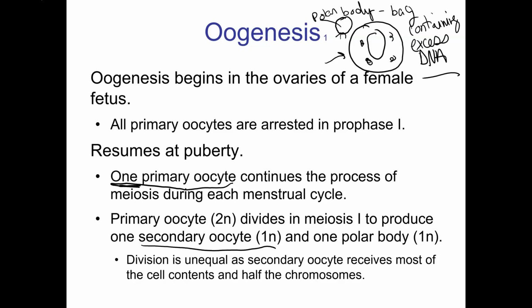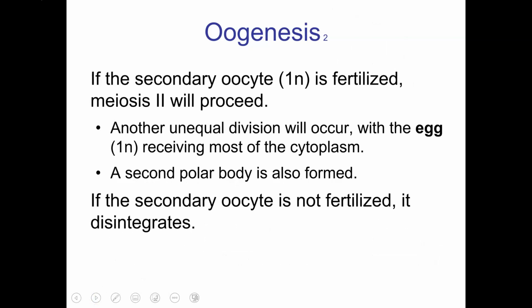So now we have this haploid duplicated secondary oocyte that will then go through a second division, but only if it gets fertilized. So this oocyte can only go through the second meiosis if a sperm, a mature sperm, fertilizes the egg. If it doesn't get fertilized, that egg will never go through its second meiotic division. And in that case, it will degenerate as well, and it will then be released during the menstrual cycle.